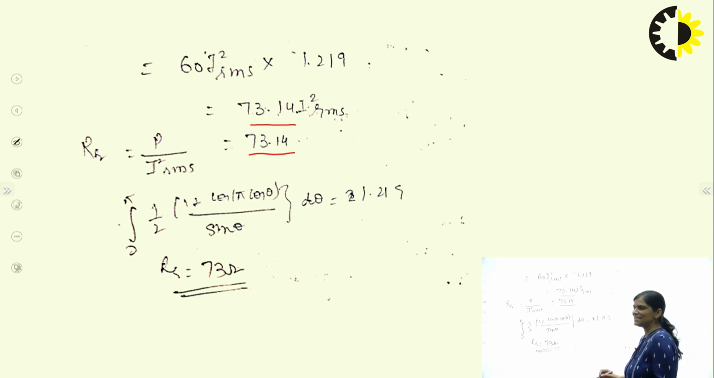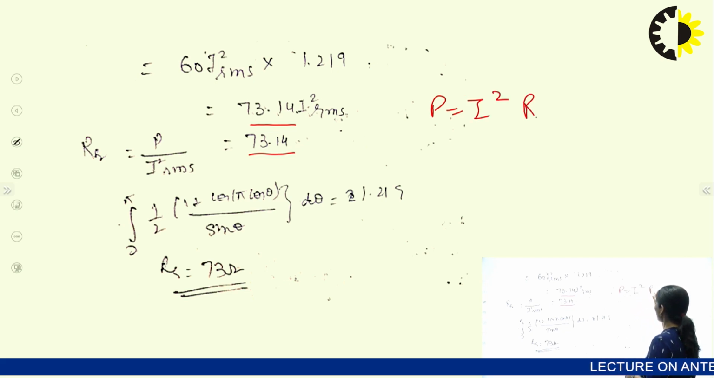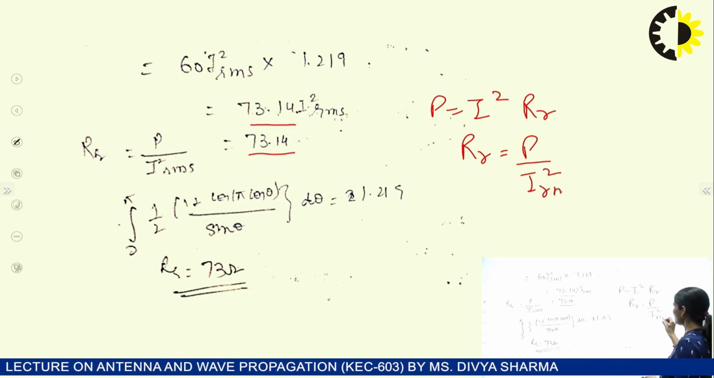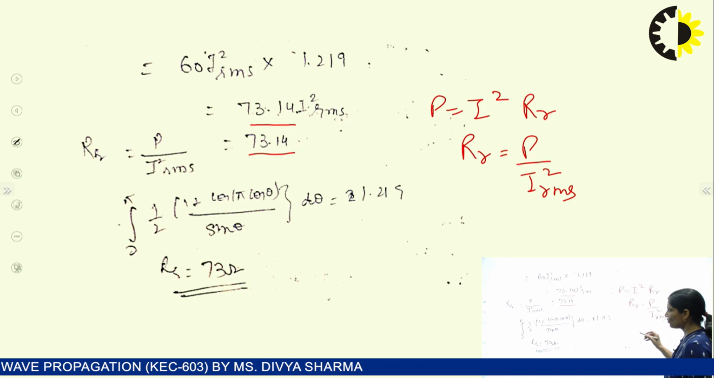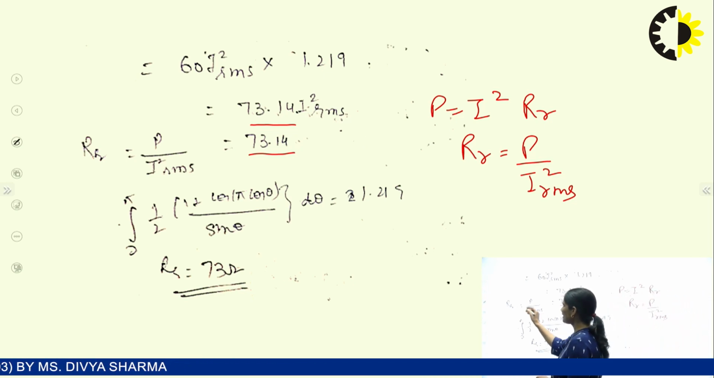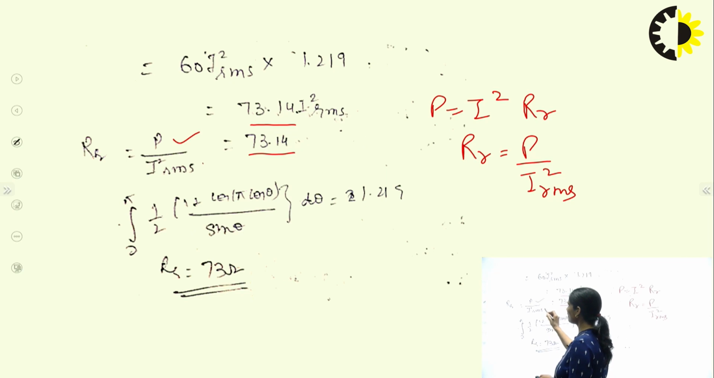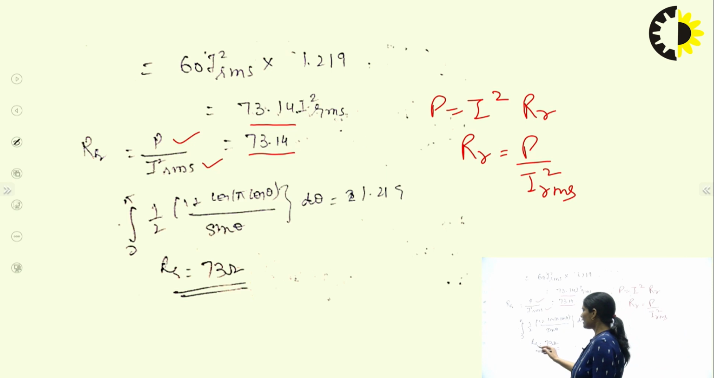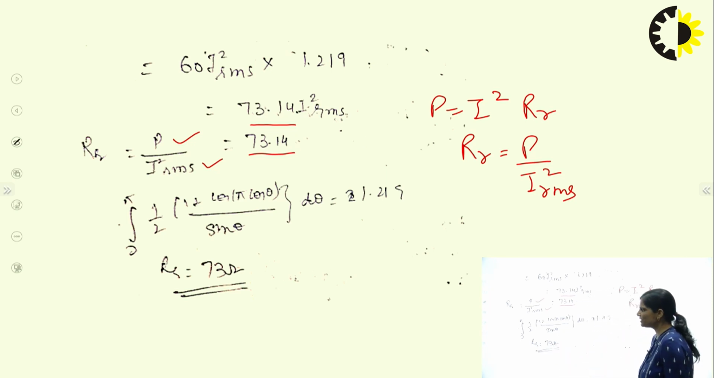Now you have to find the radiation resistance. Power is equal to I square into RR. If you want to find RR, RR is equal to power upon I square, and I is your IRMS, which is already found. So RR is equal to P upon IRMS square, and you know the value of power and the value of I. You can put these values and you will get this equation, 0 to pi 1 by 2 in bracket 1 plus cos(pi cos theta) upon sin theta into d theta. So you can find that RR is equal to 73 ohm. This is your radiation resistance.